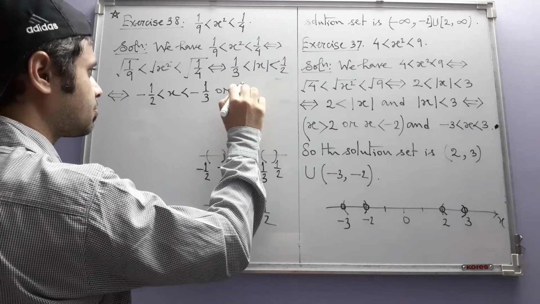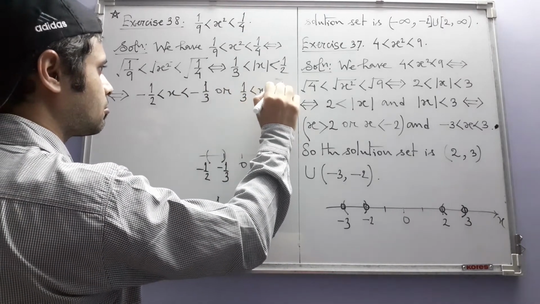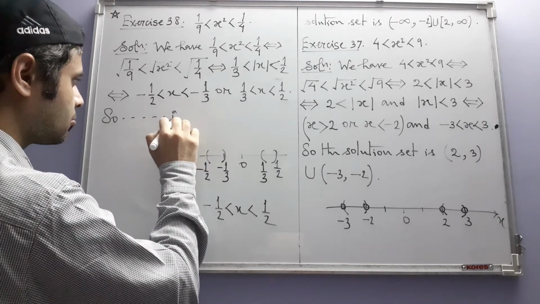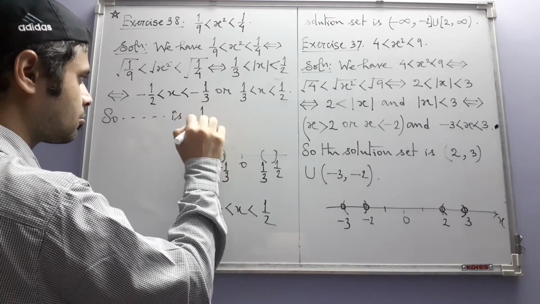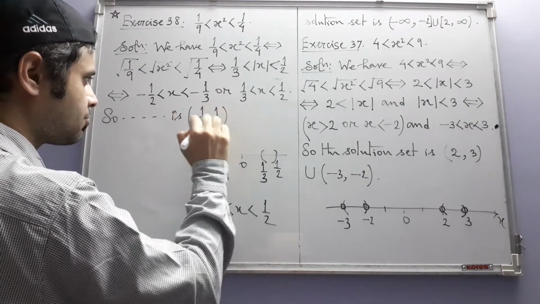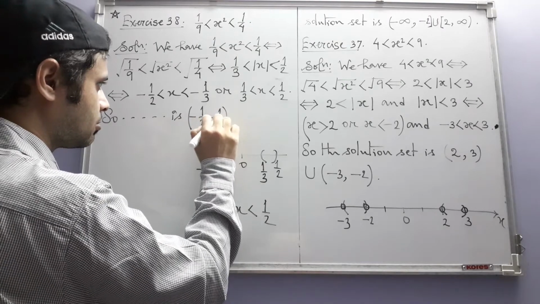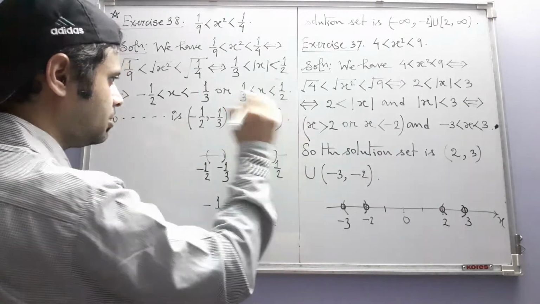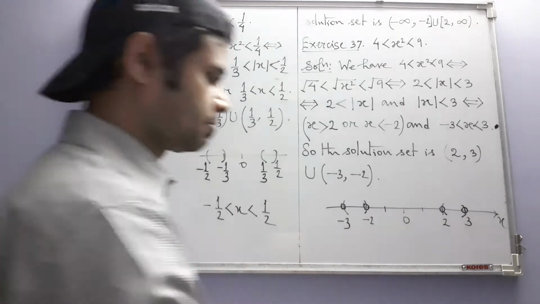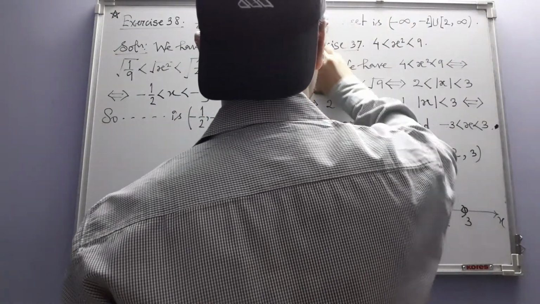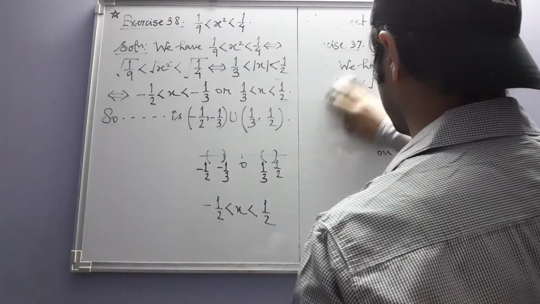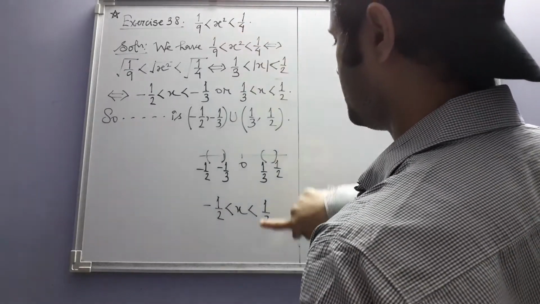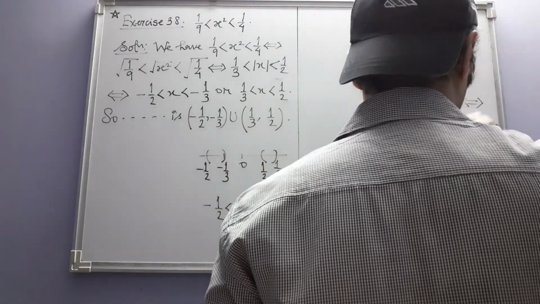Or this. So the solution set is this open interval minus 1 by 2 comma minus 1 by 3 union 1 by 3 comma 1 by 2. Here also, because of strict inequalities, the boundary points are not part of the solution set.